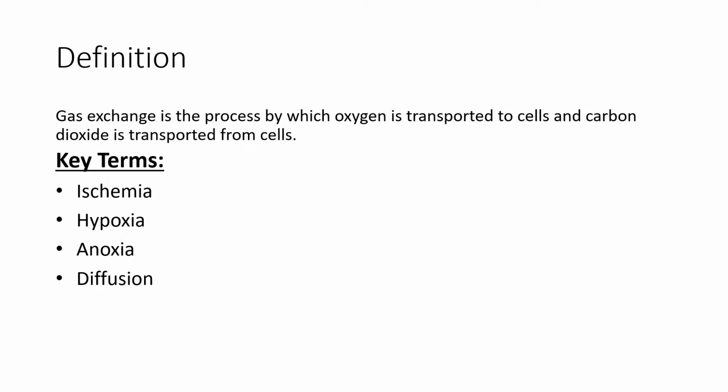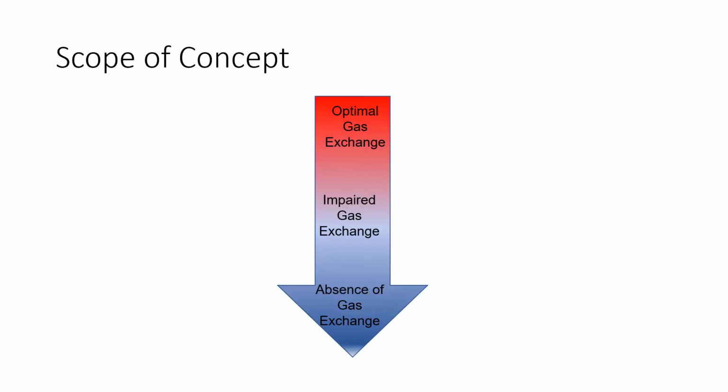to function. And diffusion is particles moving from an area of higher concentration to an area of lower concentration. So this is just a schematic showing. The red is when we're nice and pink and we have lots of oxygen on board. So we have an optimal gas exchange.